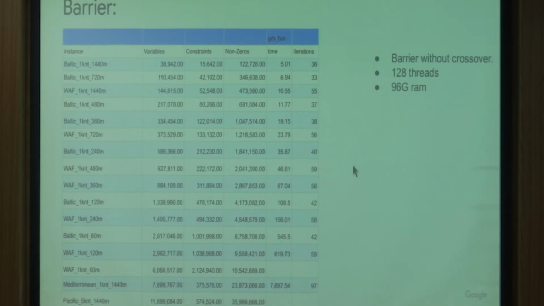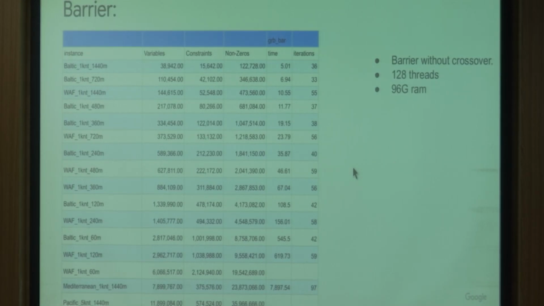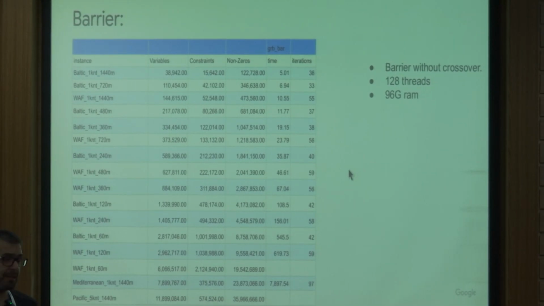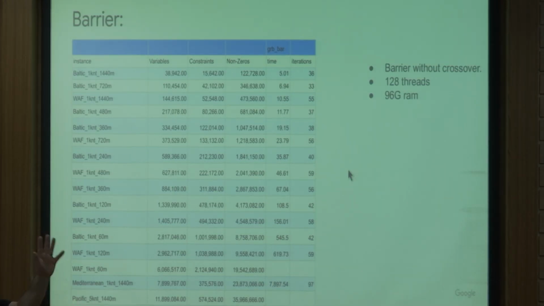Why? Because barrier, what they are doing is the path following interior primal dual, which essentially takes the matrix and its transpose, takes the product, and then does a QR factorization. So the product already fills in. If you had a sparse matrix, the product probably is not sparse. And even worse, when you do the factorization, your memory requirements are blowing up in your face. So that's the big problem in this case.